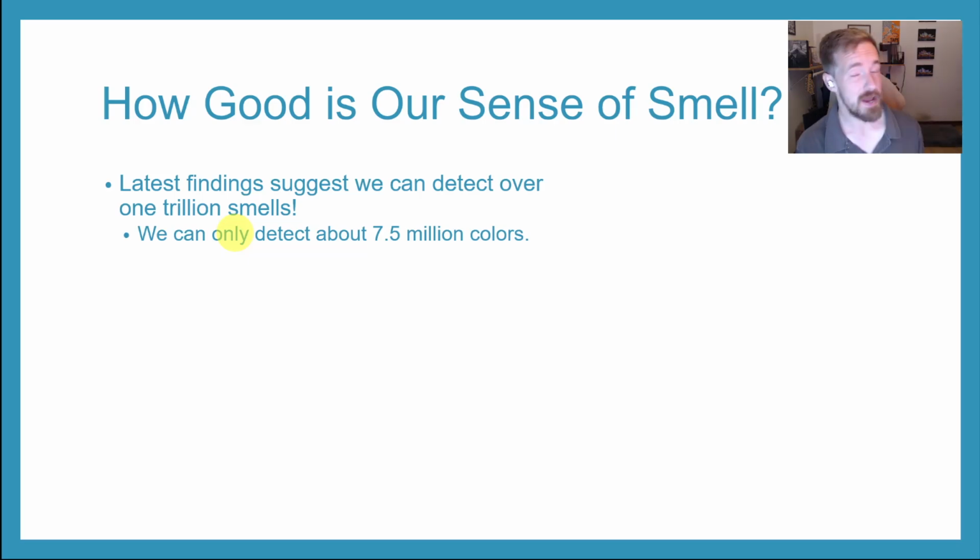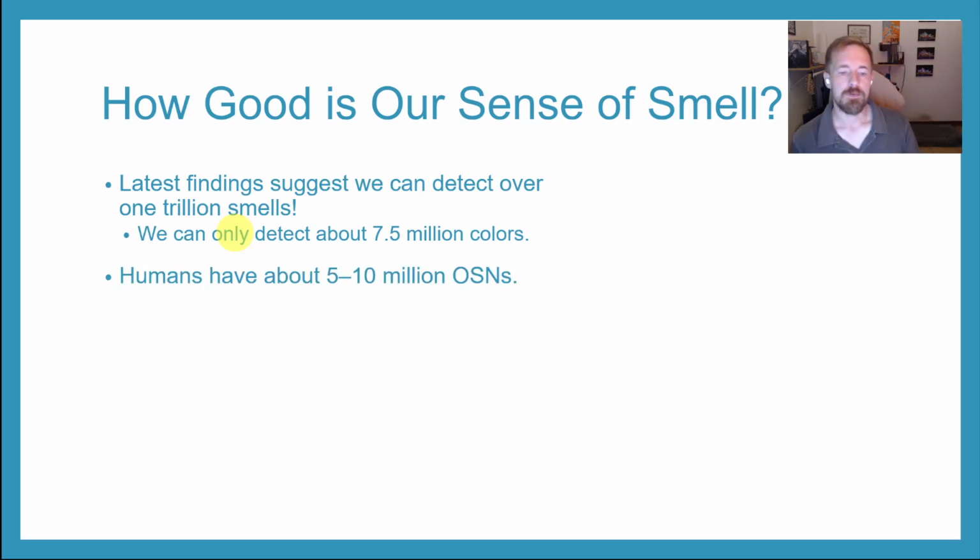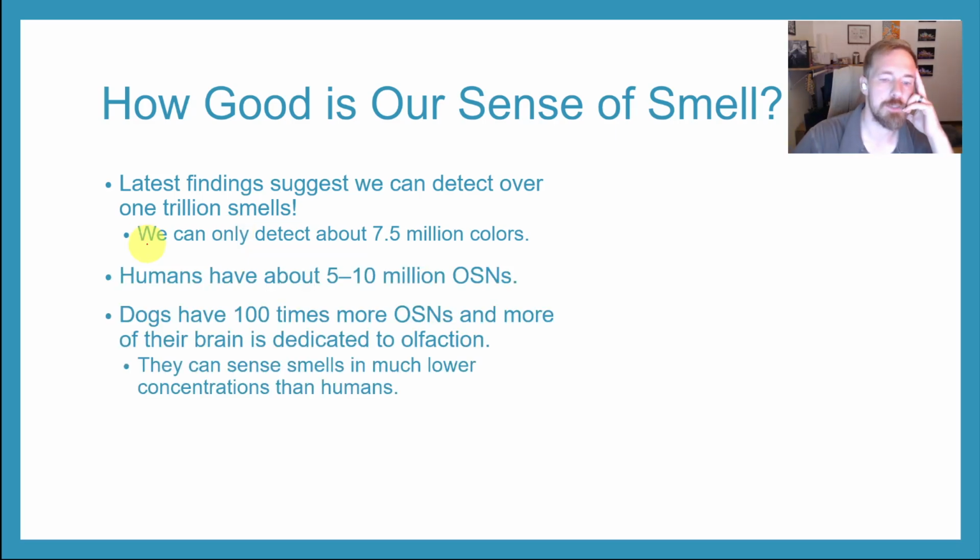Honestly, humans are better at this than you might think. They're actually pretty good at that. It's just that dogs are even better at doing that. So why is that? It's partly because we have a lot of olfactory sensory neurons, and those olfactory sensory neurons help us discriminate smells, but dogs have over 100 times more than we do. And they have more of their brain dedicated just to smell than we do.